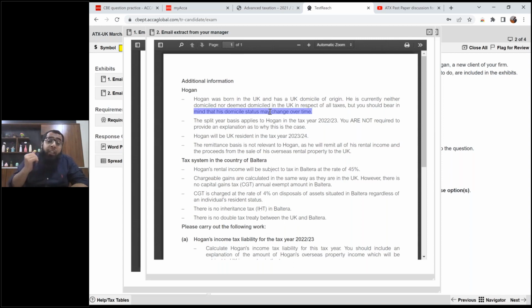If you had originally the domicile of UK, if you had the domicile of origin, you can become deemed domiciled if you are resident in that particular year. We'll look at them while we solve the question. The split year basis applied to Hogan in the tax year 22-23. Does anyone remember what a split year basis is? If anyone can tell me on the chat box, what is a split year basis?